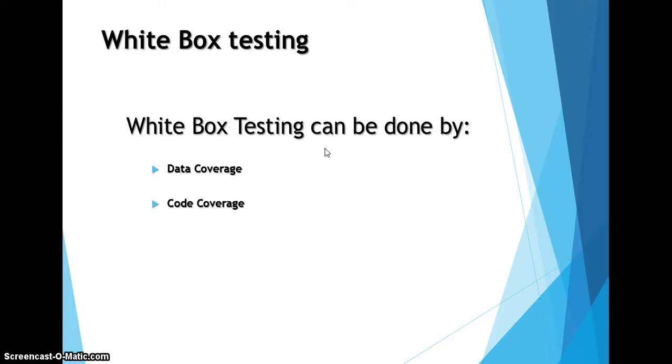How can we do Whitebox testing? You can do it by data coverage, that is, you figure out what are the branches, if conditions, for conditions, and you verify the data coverage there. The second is code coverage, so you go through the code and figure out what kind of testing you need to do there.